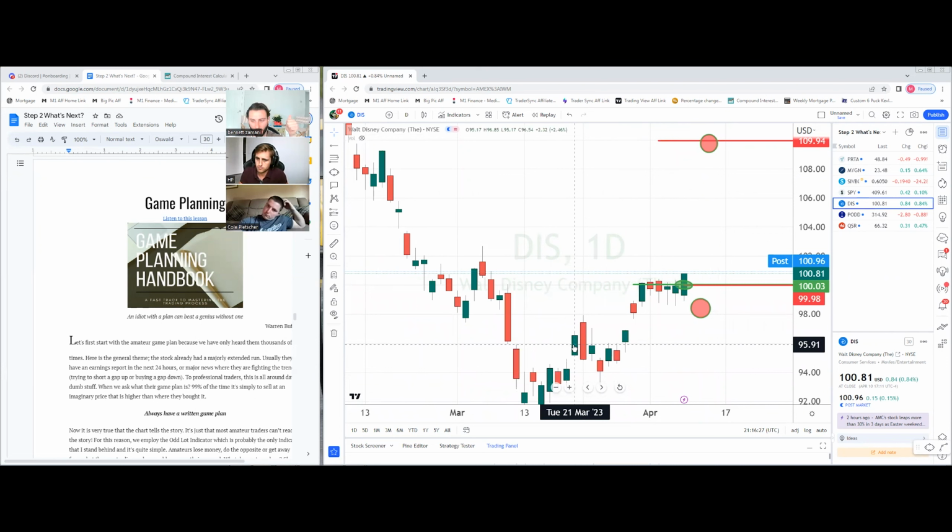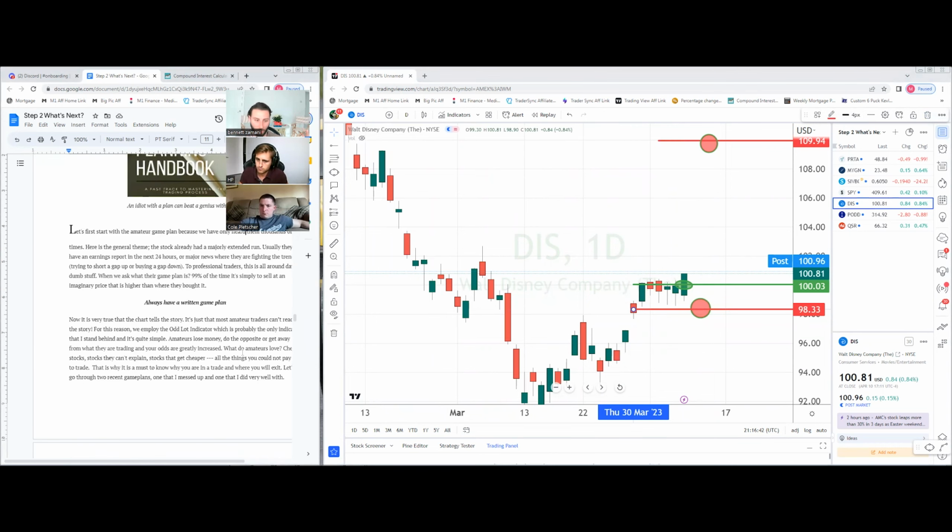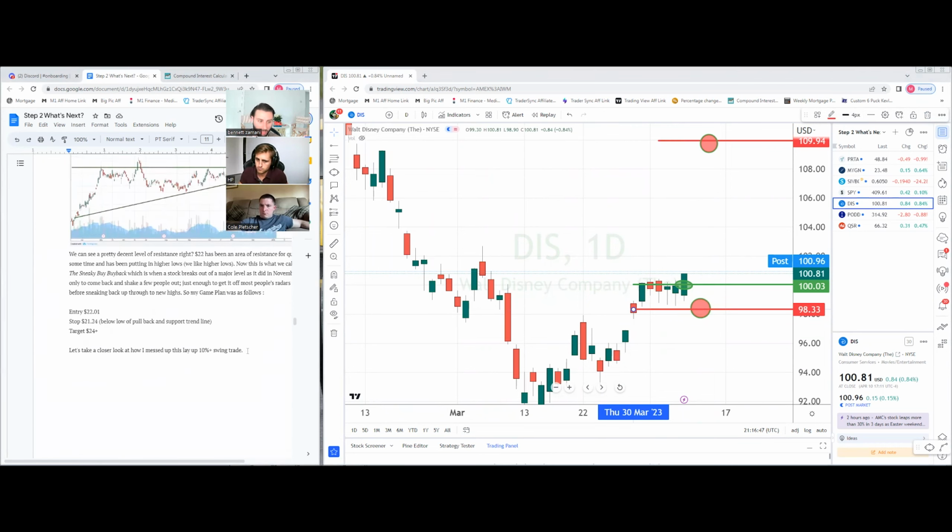We want to remember it's entry first, stop second, target third, and you want to find the target based off the risk you're going to give that name. So in this name, in Disney, it's $2 risk at the moment. I need to aim to make at least $10 a name. I'm risking 2% and maybe to make 10%. If I'm risking 1%, I want to make 5%.